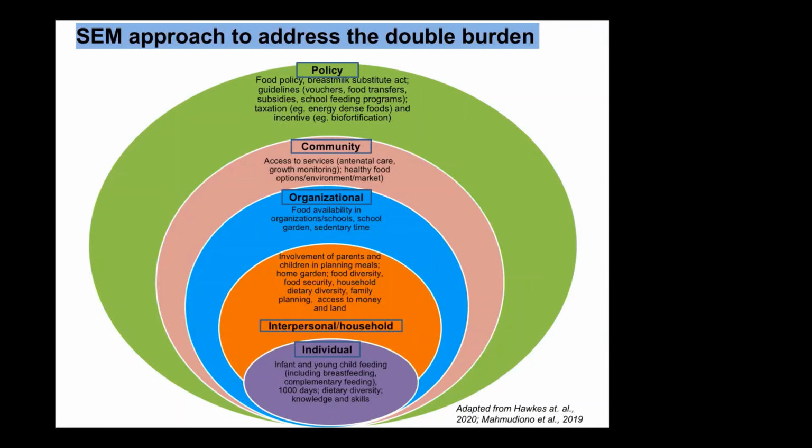And the other at the community level is that you also need to see what the market is like in the community. Are there any options for healthy food availability, or does the market only have processed food? So those are the factors at the community level.